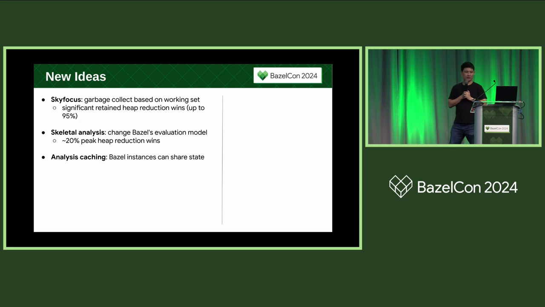Thirdly, analysis caching. Bazel already does a lot of local analysis caching, but a lot of you might already know that once the Bazel process ends, you throw away all the in-memory state, and then on the next build, you have to rebuild the in-memory graph again. So we want to figure out a way to cache this somewhere locally or on a remote server, so that you can share state with other Bazel instances.